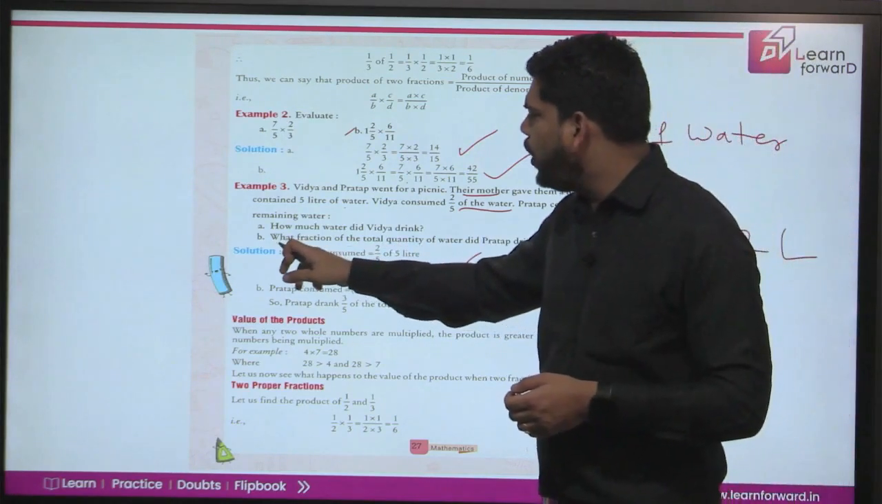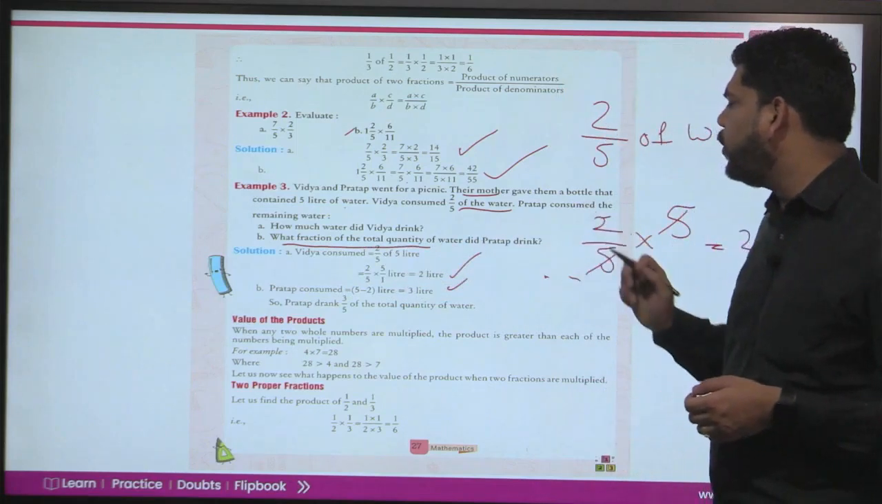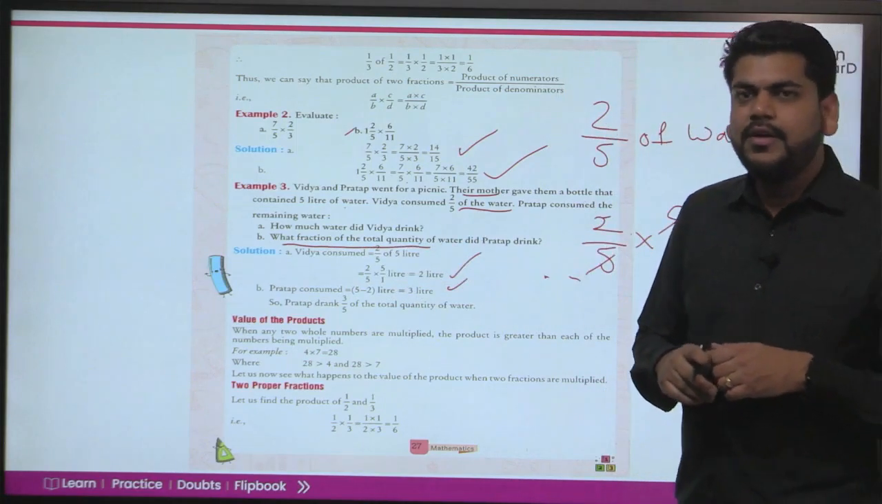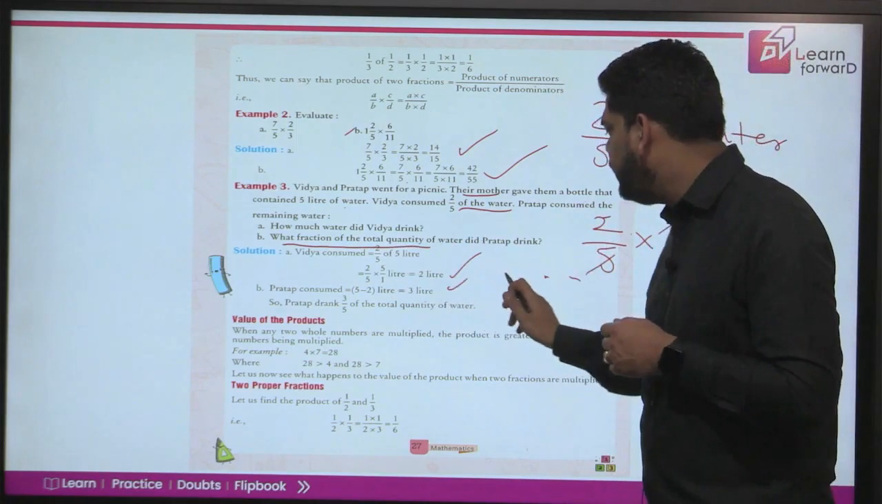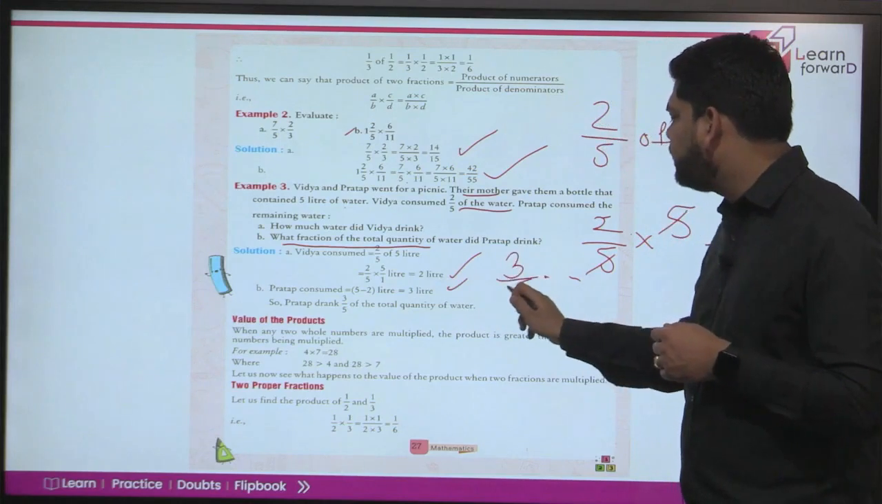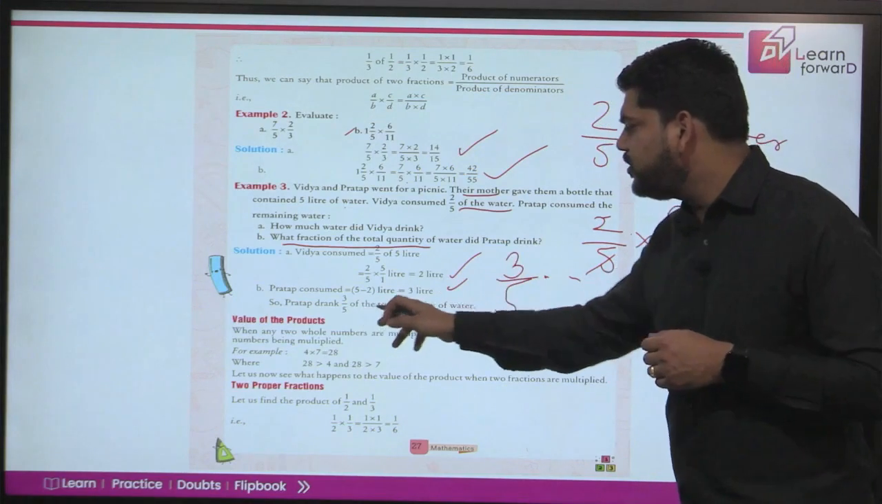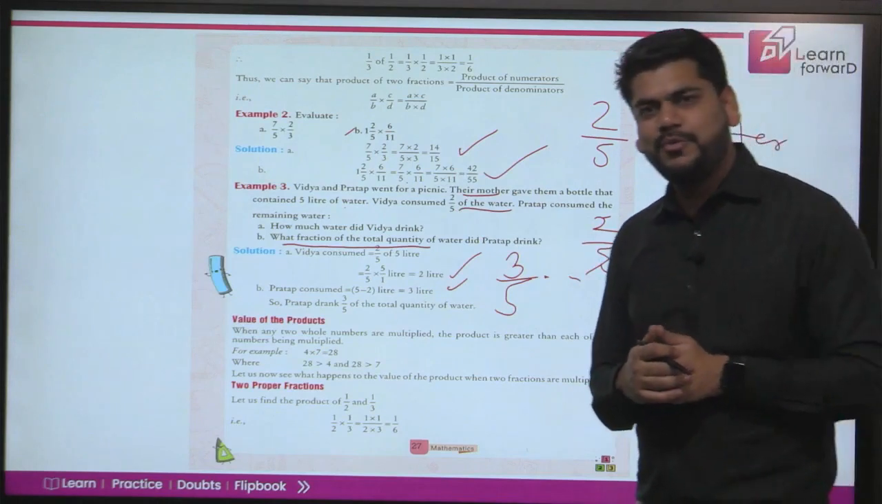Also, what fraction of the total quantity of water did Pratap drink? So, how much did Pratap have? 3 liters out of 5 liters. So, this is the amount of water that Pratap consumed.